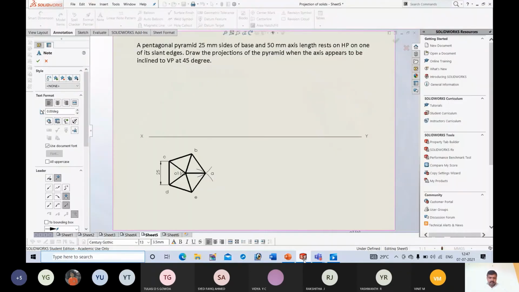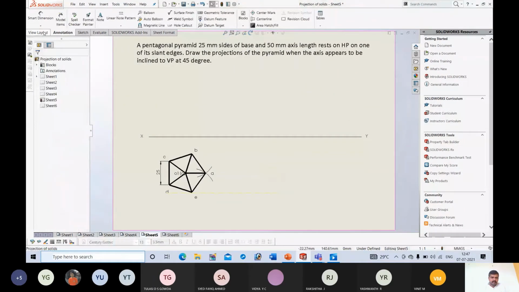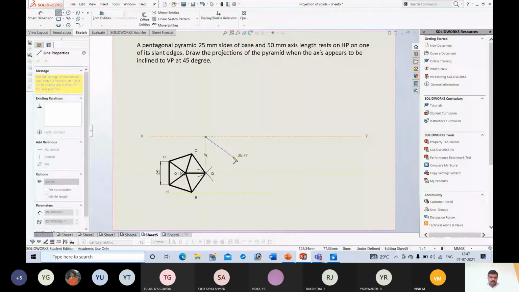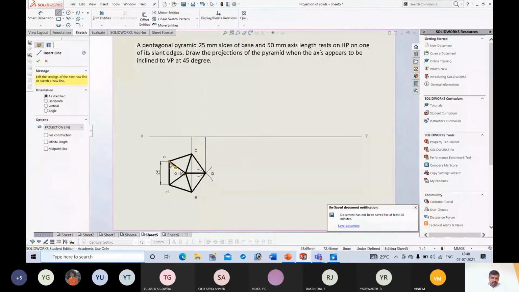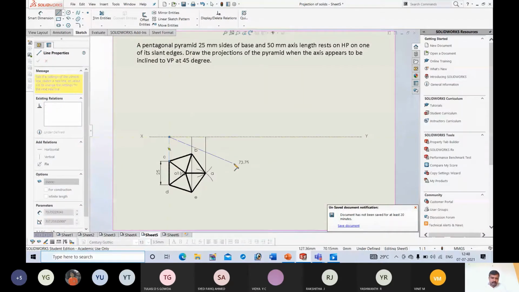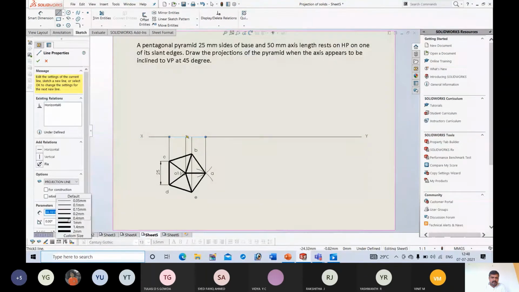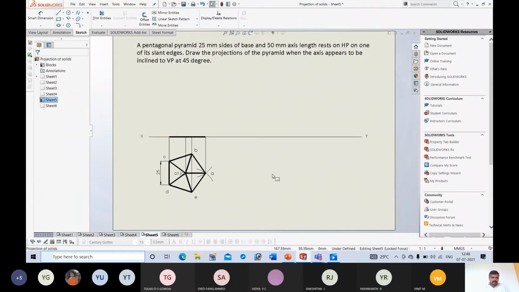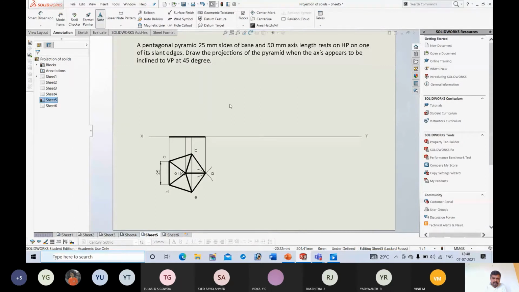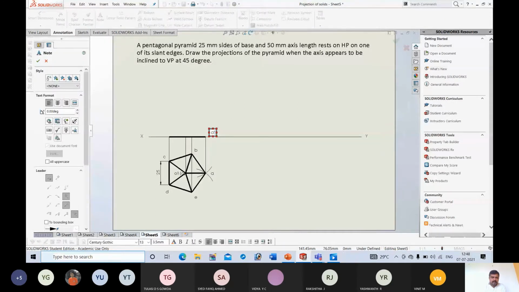Next, I will project the points and I will get the front view. Also project the points of the axis. After projecting the points, I will make it thick. Then I will name these points with dashes. Since I am looking from this direction, E will be visible and B becomes invisible, so E dash and B dash inside the brackets.